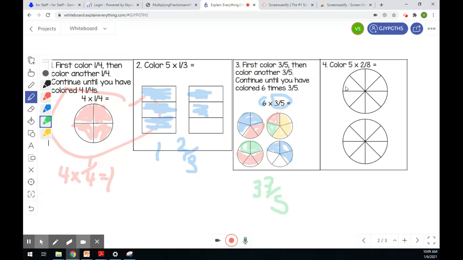And then the same goes for here. If I have 5 groups of 2/8, it does help if you do different colors, if you want to kind of remind yourself. And when I do that, I have 1 whole and 2/8. Okay. All right. Perfect.